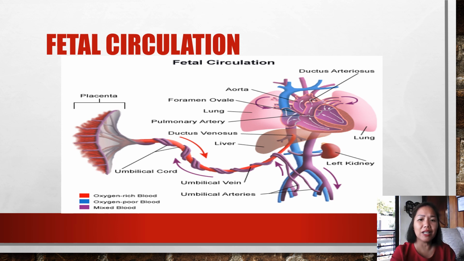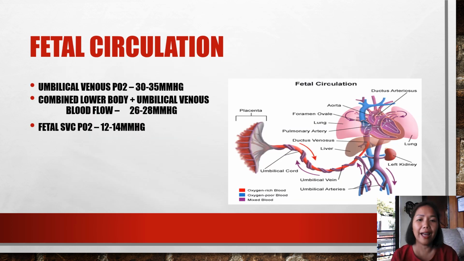The placenta is where gas and metabolite exchange occur as compared to the lungs. The lungs in the neonatal stage is the organ for gas exchange. However, in the fetal stage, the organ for gas exchange is the placenta. The highest level of PO2 going to the fetus is only 30 to 35 millimeters of mercury, since the placenta is not as efficient an exchange organ compared to the lungs.